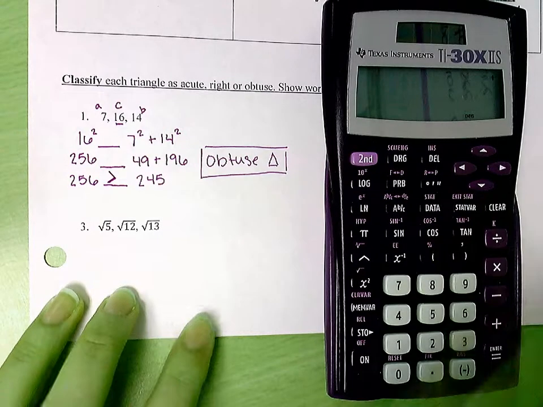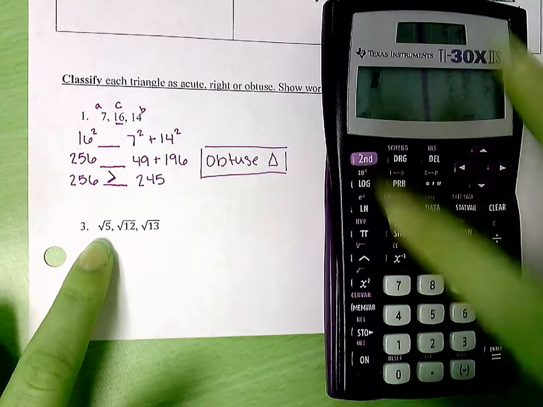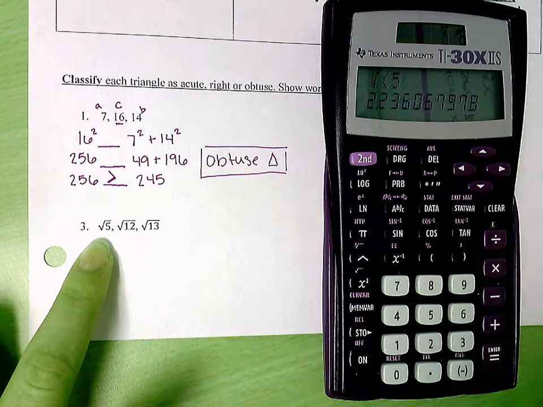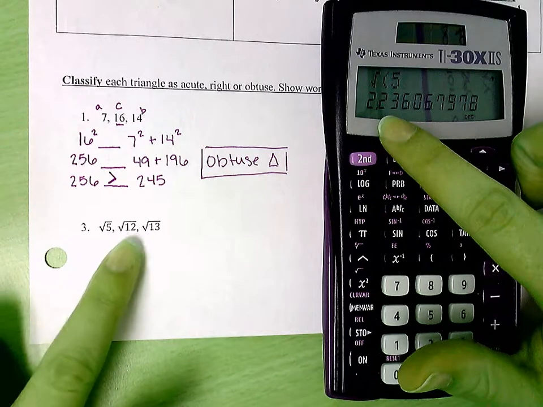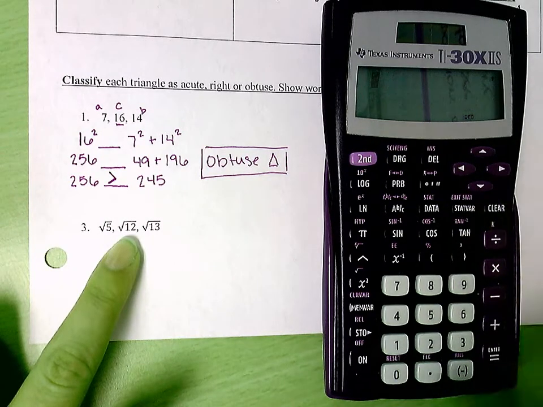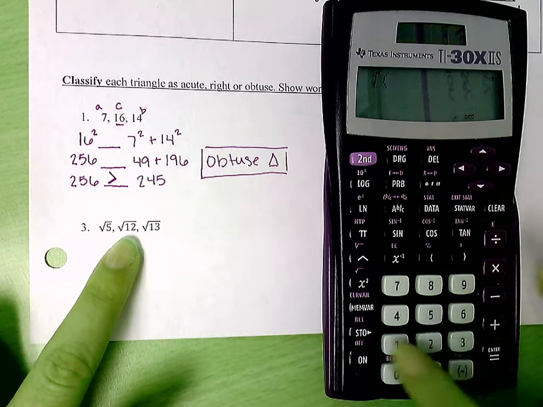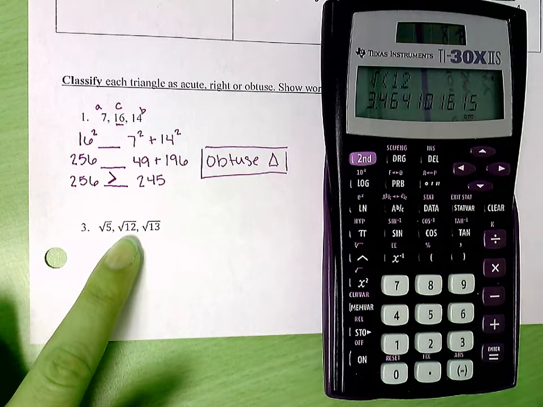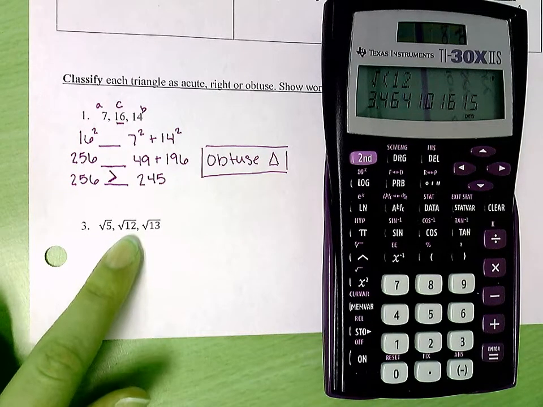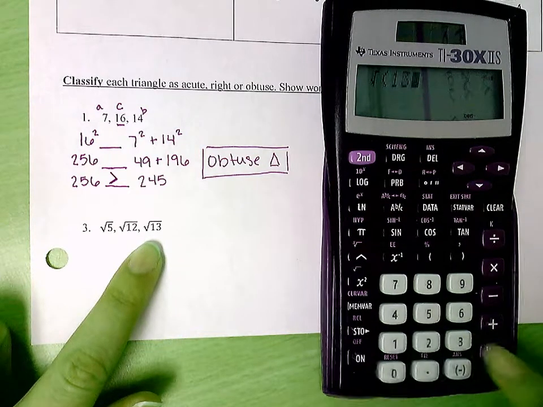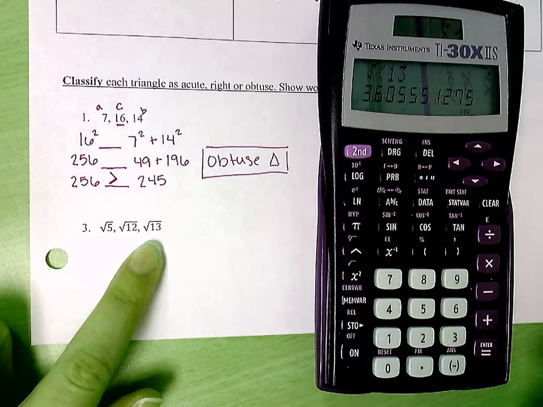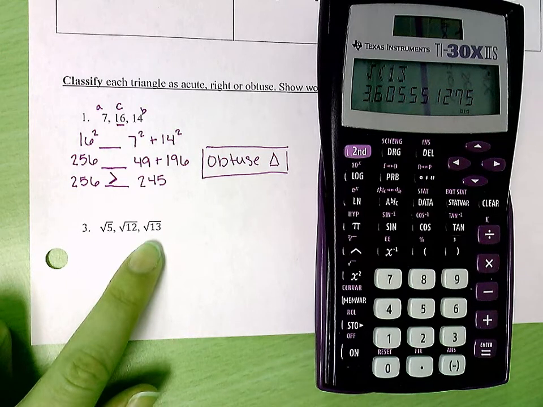Again, I know it's really hard to see, but I can take the square root of 5. Okay, I get about 2.2, right? If I take the square root of 12, I get about 3.5. Okay, that's greater so far, right? And then the square root of 13, well, that's 3.6, so that's going to be our greatest one.